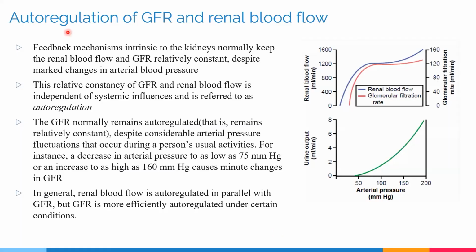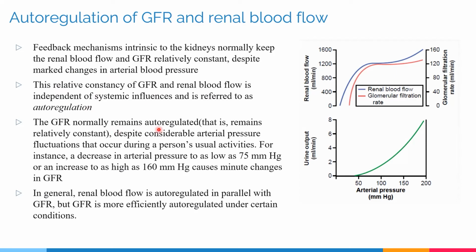Next, we move on to an important topic in GFR regulation, which is autoregulation of GFR and renal blood flow. Autoregulation is a feedback mechanism intrinsic to the kidneys, which normally keeps the renal blood flow and GFR relatively constant despite marked changes in arterial blood pressure. This relative consistency of GFR and renal blood flow is independent of systemic influences and is referred to as autoregulation.